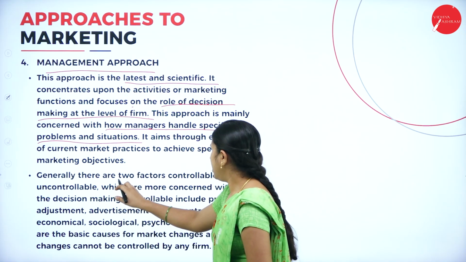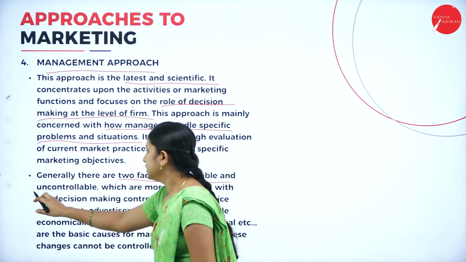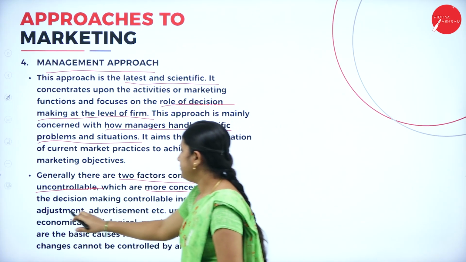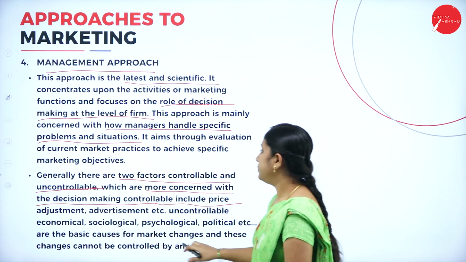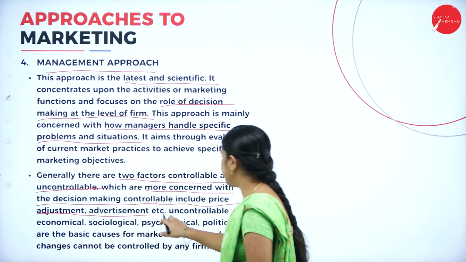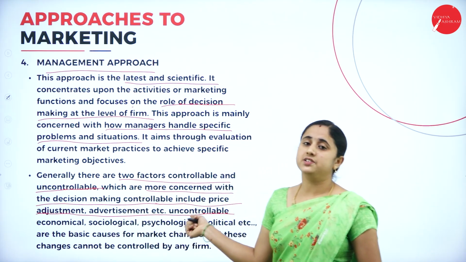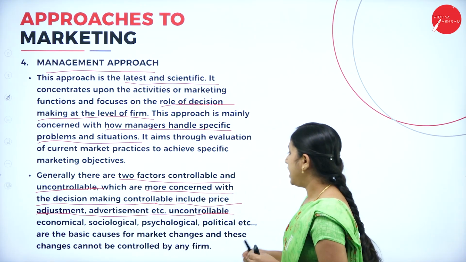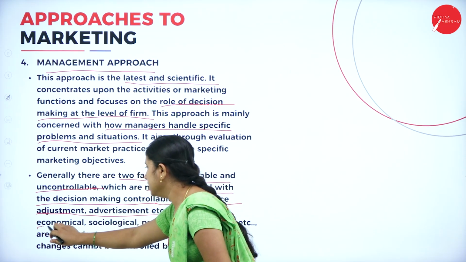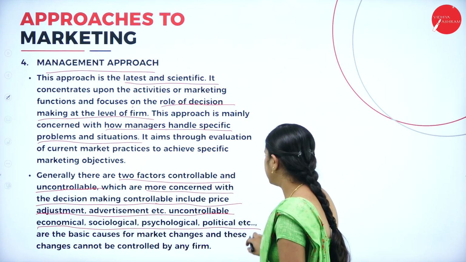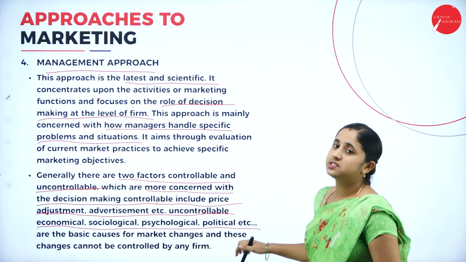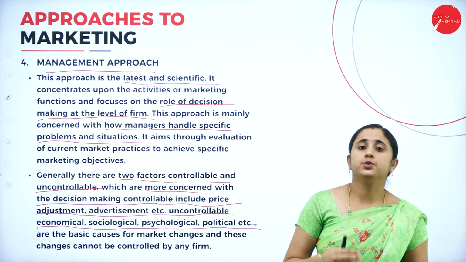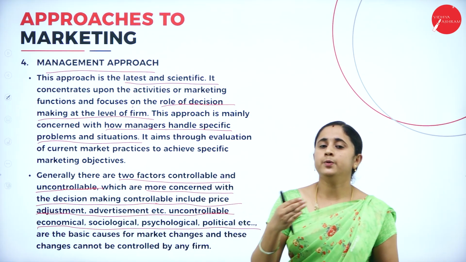Generally, there are two factors, controllable and uncontrollable, which are more concerned with the decision making. Controllable includes price adjustment, advertisement, etc. That means price adjustment and advertising are controllable factors. And uncontrollable means economical, sociological, psychological, political. That means all the external factors like economical, sociological, psychological and political factors you cannot control. They cannot be controlled by the firm.